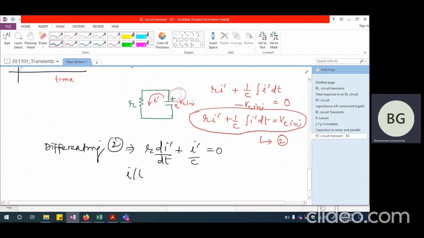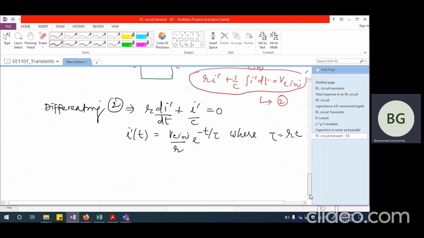So I will have I dash of t equal to whatever is the initial current, which is going to be VC initial divided by R multiplied by e power minus t by tau, where tau is going to be small r times C. So the solution we get for the natural response as well as the forced response, they look exactly similar in the case of an RC circuit.